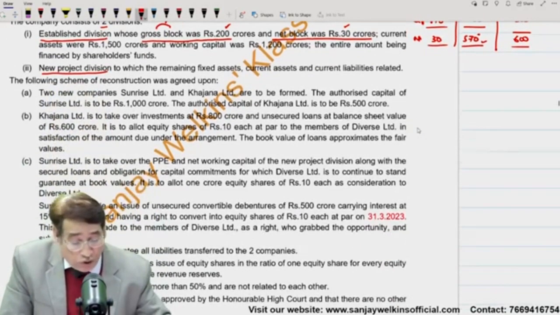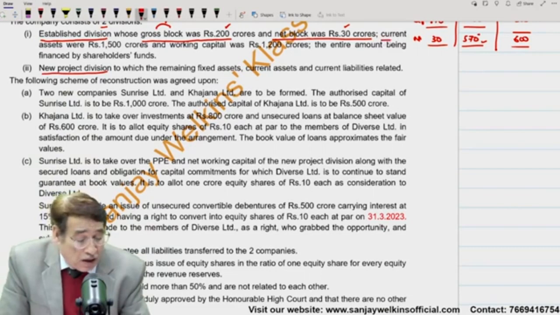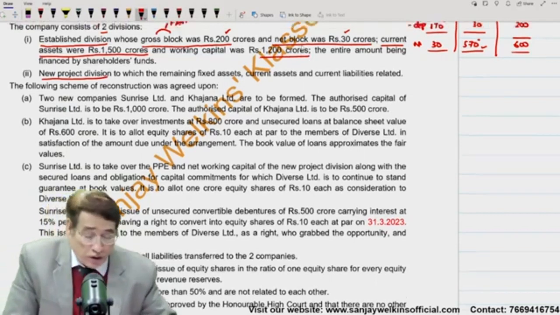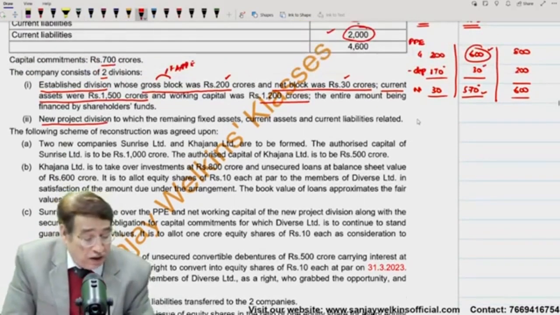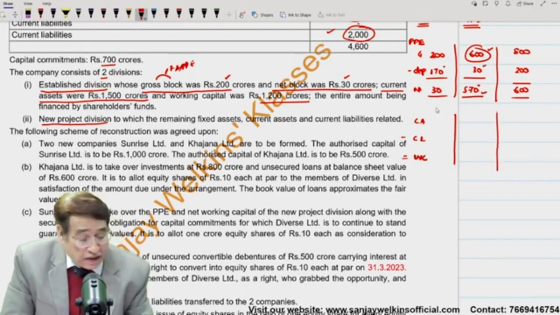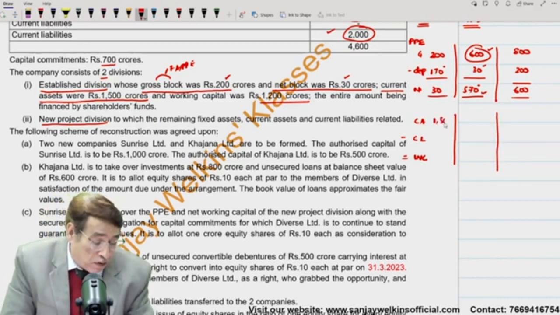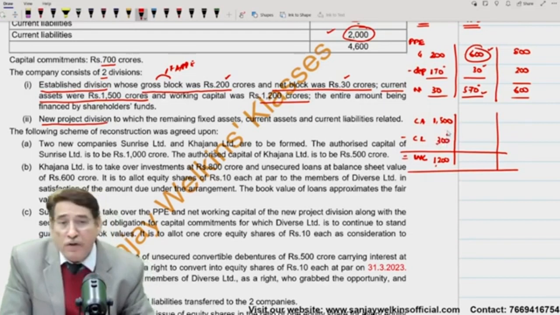Right, sir. Further, it is given in the question, current assets are 1,500 crores and working capital is 1,200 crores as far as the establishment division is concerned. Now we know that current asset minus current liability is always equal to working capital. So we can safely conclude that current liability must be equal to 300, isn't it?